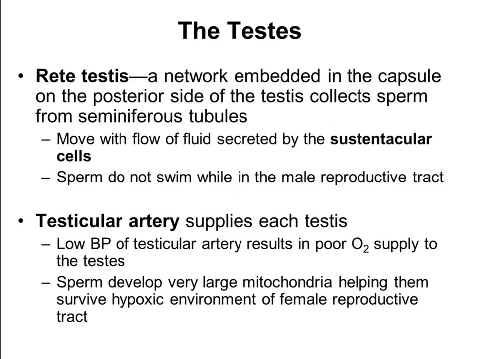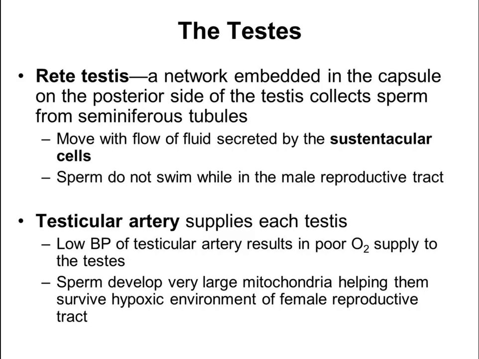The rete testis is a network that is embedded in the capsule on the posterior side of the testis that collects sperm from the seminiferous tubules. They then move with the flow of fluid secreted by the testicular cells. Sperm do not actually swim while they are within the male reproductive tract. That happens later.